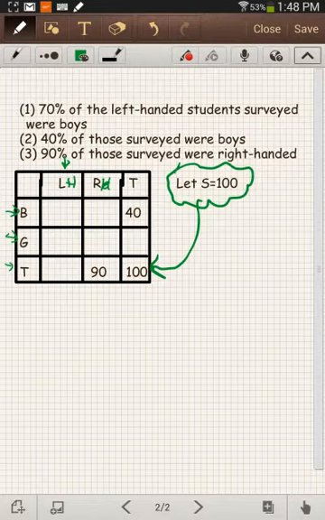Let's see what I filled in so far. Where did this 40 come from? 40% of those surveyed were boys.